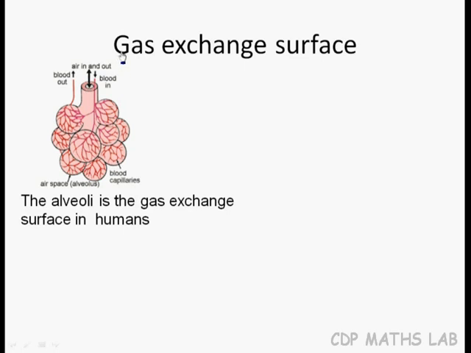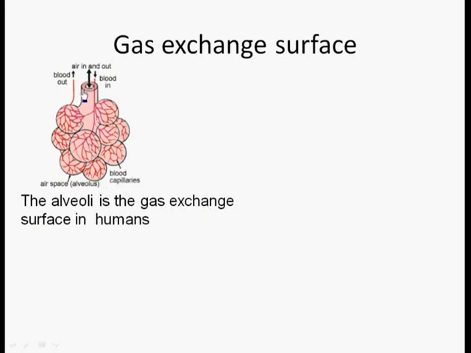We're now going to look at the gas exchange surface. In your exams, you are required to be able to describe the characteristics of the gas exchange surface. In other words, what it looks like, what it feels like, etc. Remember that the gas exchange surface for humans is the alveoli. So the alveoli is the gas exchange surface in what?